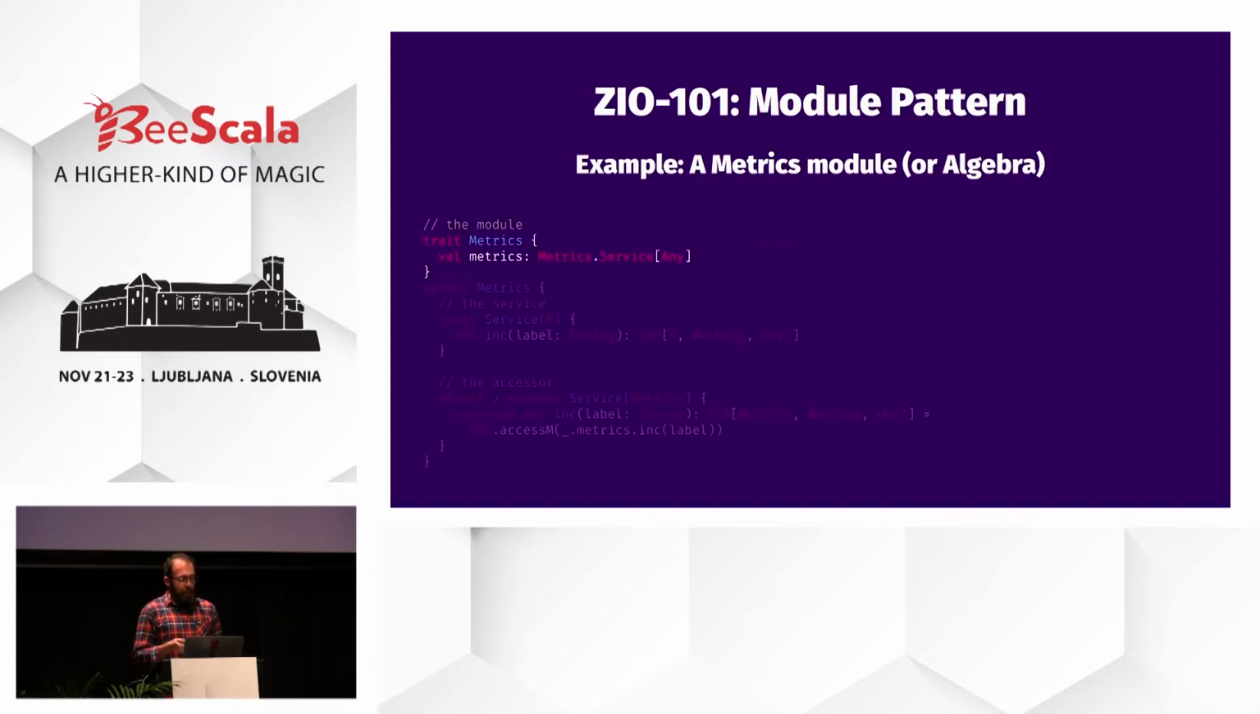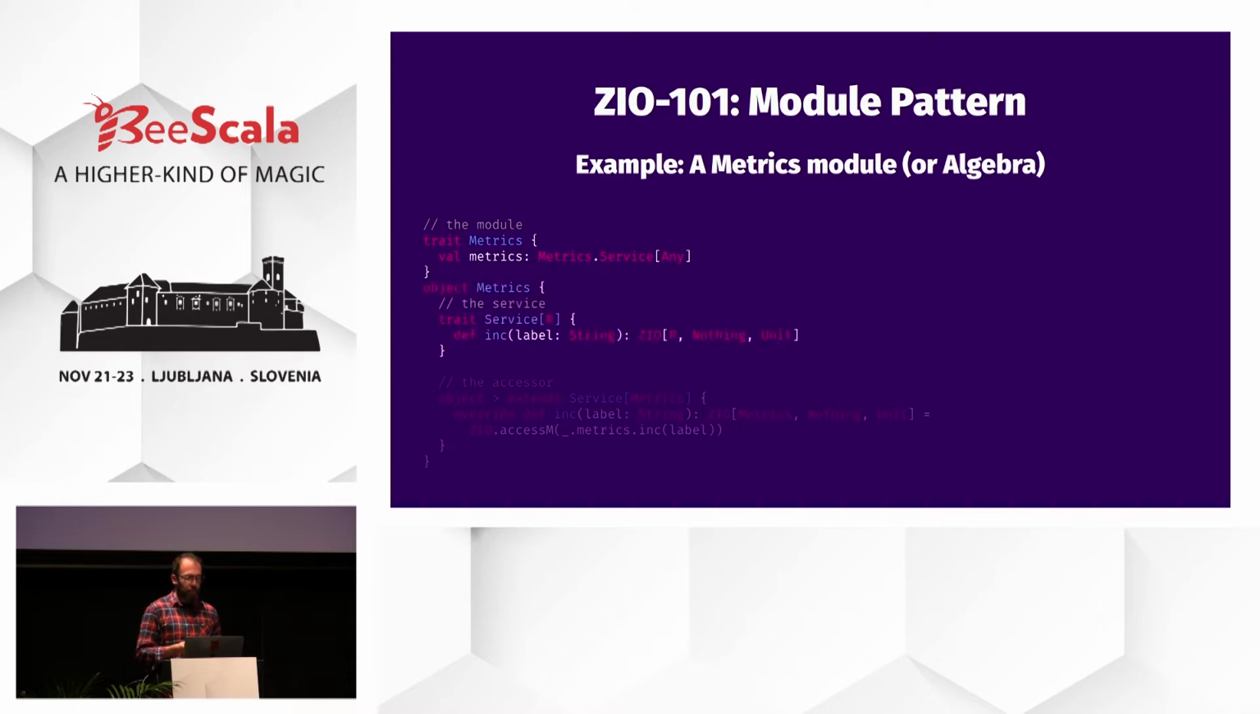Let's see how we can use these little things to build something useful. Given that ZIO has this R parameter, a way of building things that is very handy is using the module pattern. So let's suppose we want to build a metrics service that collects metrics. We saw yesterday how important it is to monitor our applications.